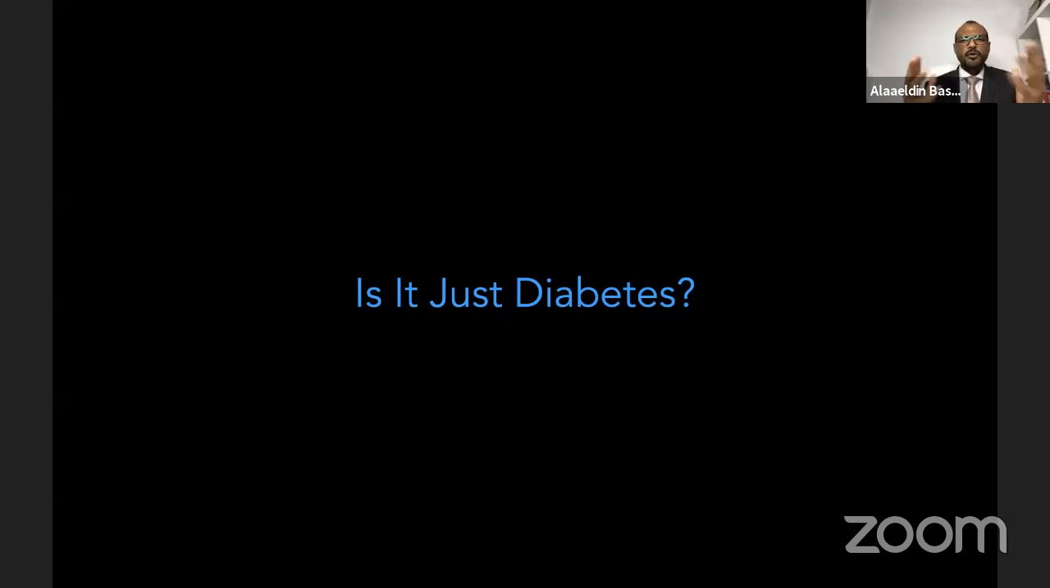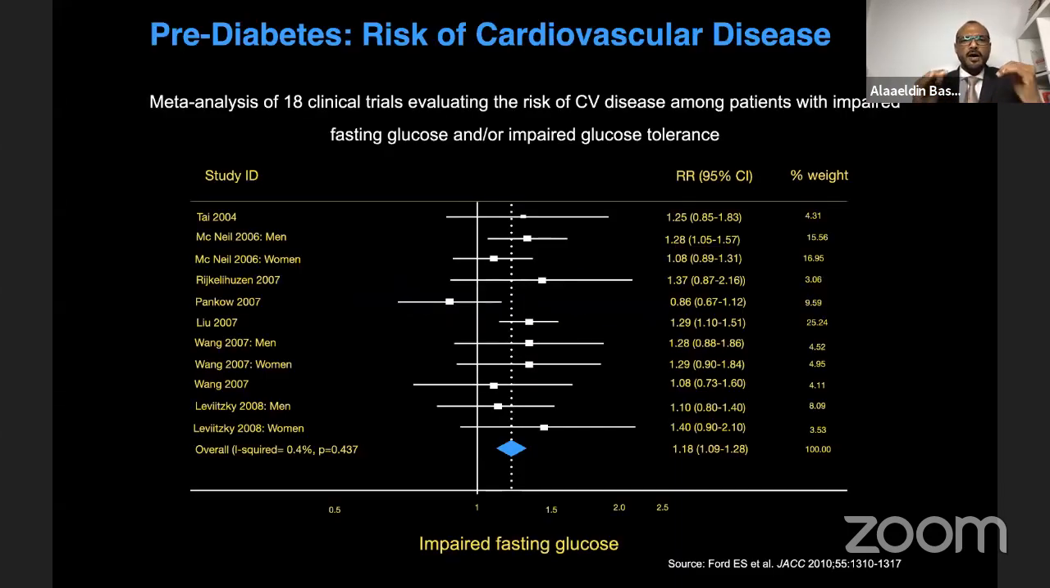So I'm going to answer a couple of questions in this talk. Is it just diabetes that carries the high risk for cardiovascular disease, or are there other factors that increase the risk? If you look at this meta-analysis of 18 trials that looked at the risk of cardiovascular disease in patients with impaired fasting glucose and impaired glucose tolerance, those are patients who are not yet diabetic, but they are at high risk of developing diabetes.